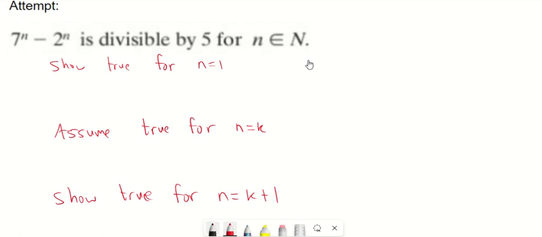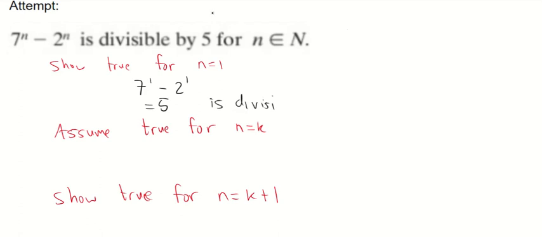Here are our 3 steps that we're going to use again. The first one, I'm just going to show that it's true for n equals 1. If I put a 1 in instead of the n's, 7 to the power 1 minus 2 to the power 1, we have to show that that is divisible by 5. Well, that's just 7 minus 2, which is equal to 5, which is divisible by 5. So we've shown that it's true for n equals 1.